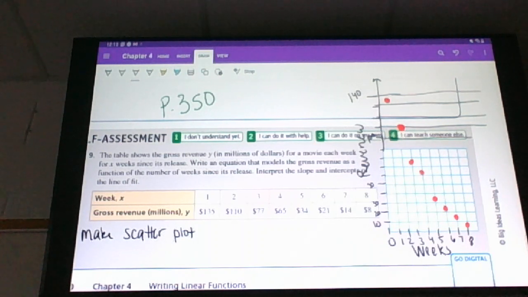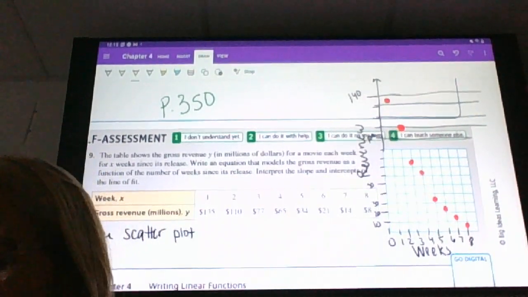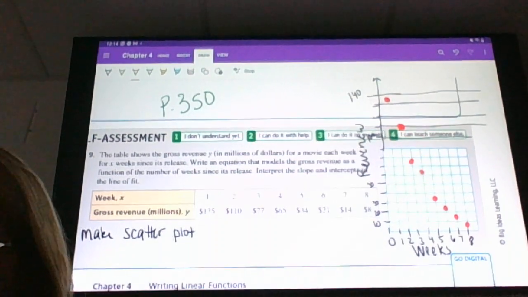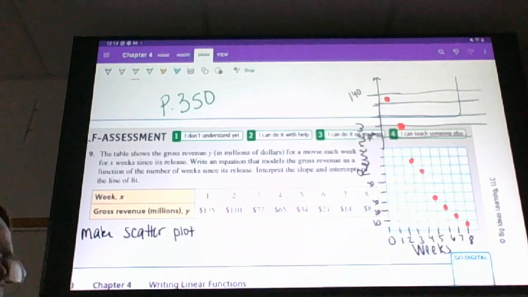So that makes sense. Over time, less people. Everyone who really wanted to see it saw it the first week it came out, and then two months later, it's like, yeah, it was good, let's go see it again. I don't know. Okay, so it's to write an equation. So how are we gonna write an equation? It's like all over the place.